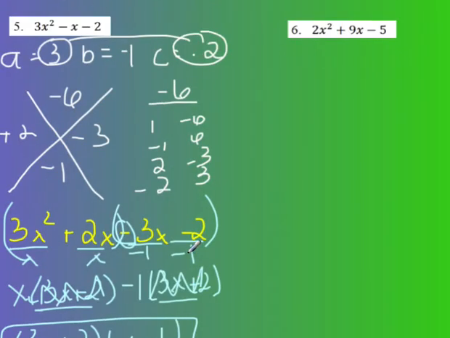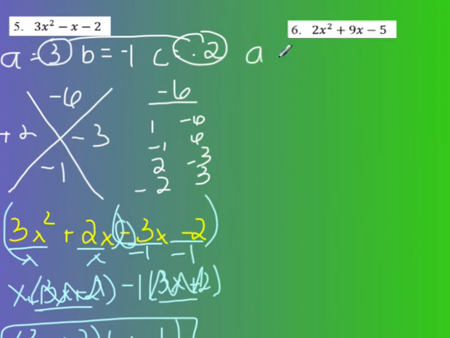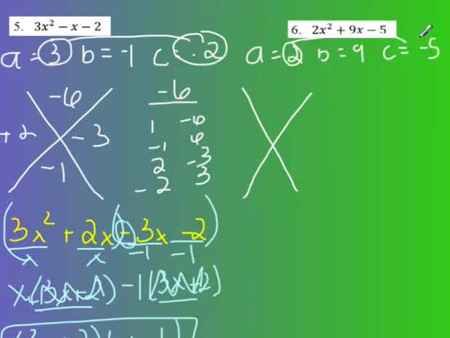Okay, let's take a look now at number 6. So first, let's assign our a, our b, and our c value. So a is equal to 2, b is equal to 9, c is equal to negative 5. So then we're going to go and set up our x. 2 times a negative 5 is a negative 10. Adding to 9. So because we have a negative product, we're going to have a positive and a negative factor.